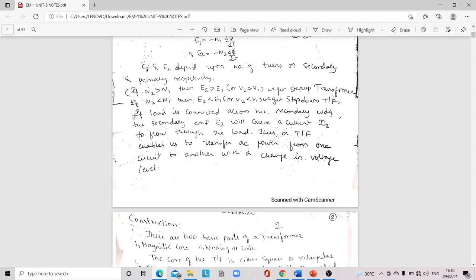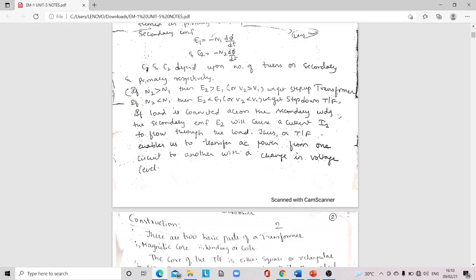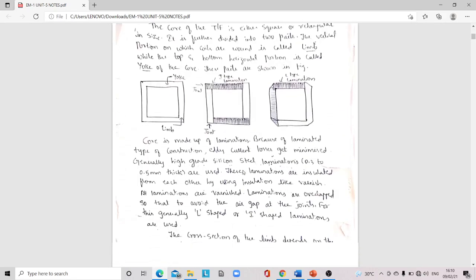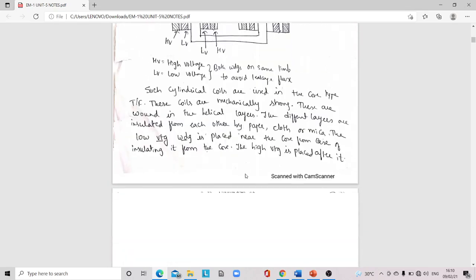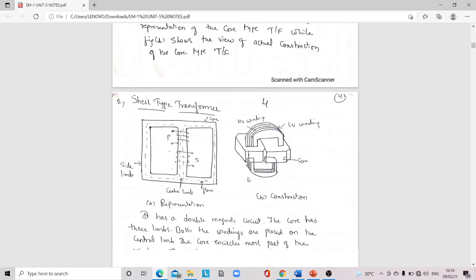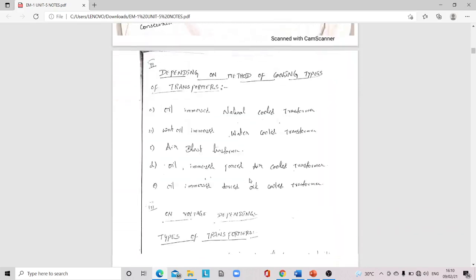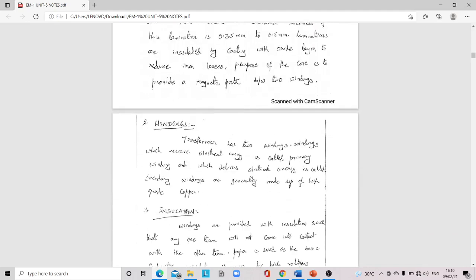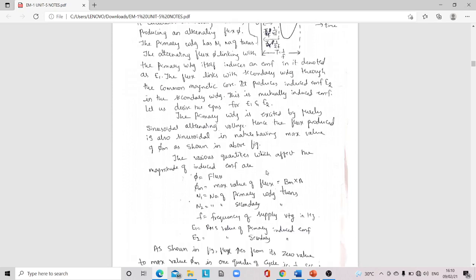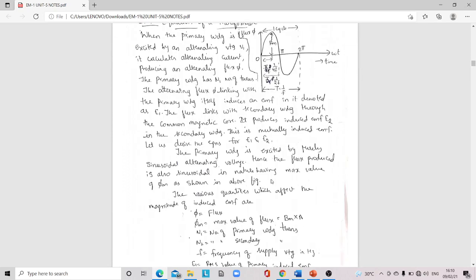If load is connected across the secondary winding, secondary EMF E2 will cause a current I2 to flow through the load. And a transformer enables us to transfer AC power from one circuit to another with a change in the voltage level. Then we have seen the construction. There are two types of transformer construction: core type, shell type. Then we have seen the construction, each and every part we have seen. So you can check the previous videos. EMF equation also we have seen.